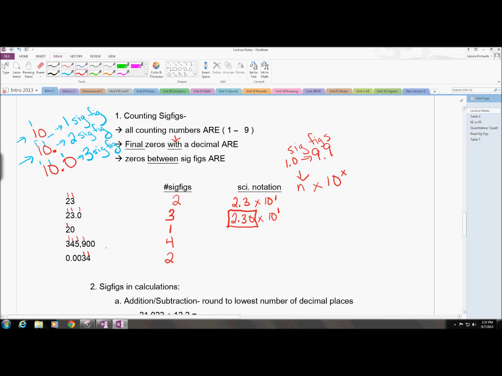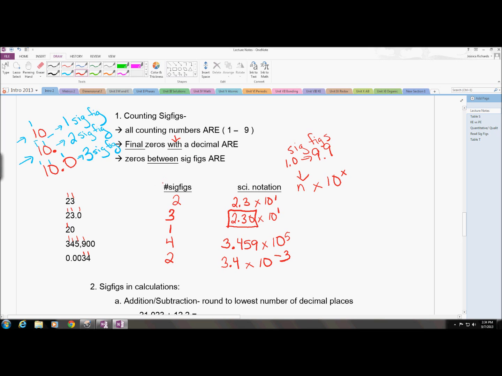Okay. If I skip down here and I do 345,900, I have to include all of the significant figures, the 3, the 4, the 5, the 9, but I get rid of the insignificant zeros, and I'm going to multiply that by 10 to the, that's 1, 2, 3, 4, 5. 1 times 10 to the fifth. 0.0034, the 3 and the 4. Remember, these zeros are not significant, so I'm going to get rid of them. Times 10 to, in this case, I'm going to use a negative exponent. Negative 1, 2, 3. So that's 3.4 times 10 to the negative third.